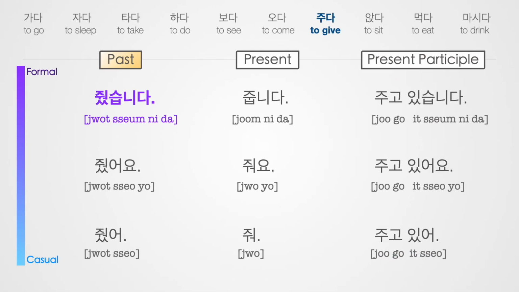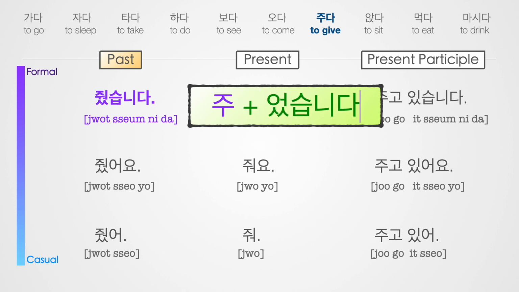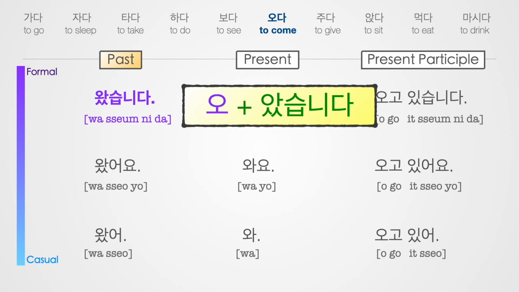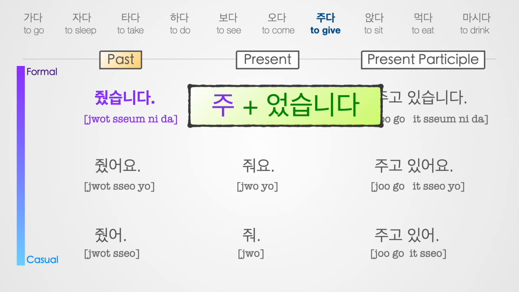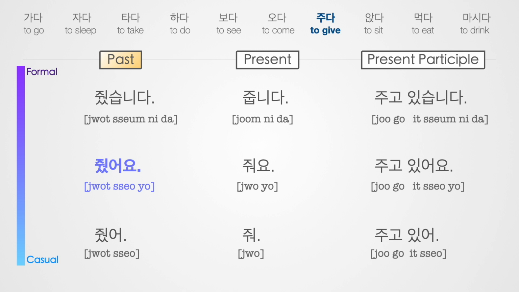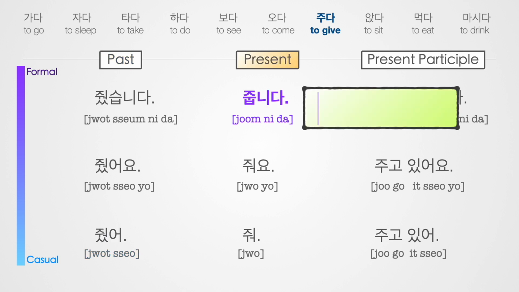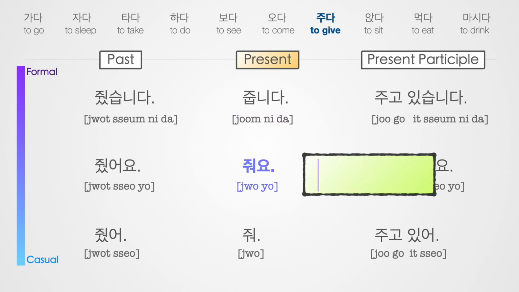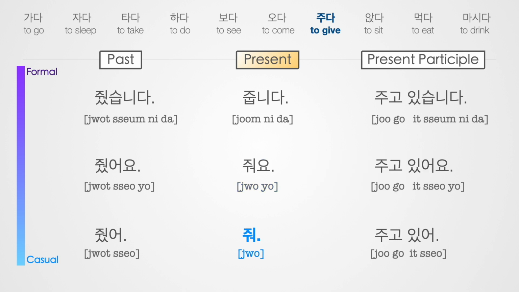The next verb is 주다, which means to give. Here we're adding the verb ending 었습니다 instead of 았습니다. 줬습니다. For the vowel O, we're pairing it with 았습니다 and the vowel U, we're pairing it with 었습니다. 줬어요. 줬어. Here, we're adding the same present tense ending, ㅂ니다, 줍니다. Because the vowel of the stem is U, we're adding 어요 instead of 아요. 줘요. 줘, which is more like a command.